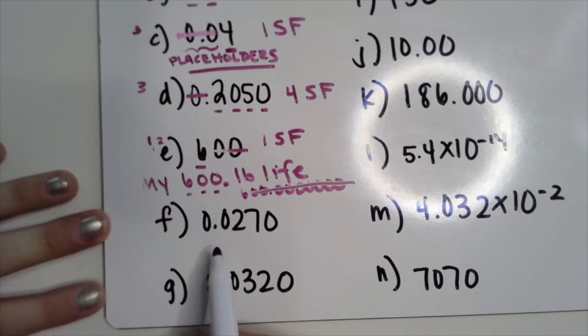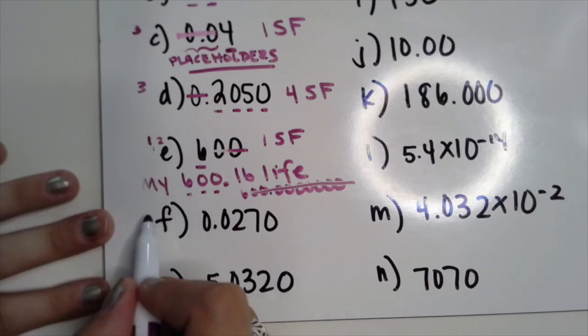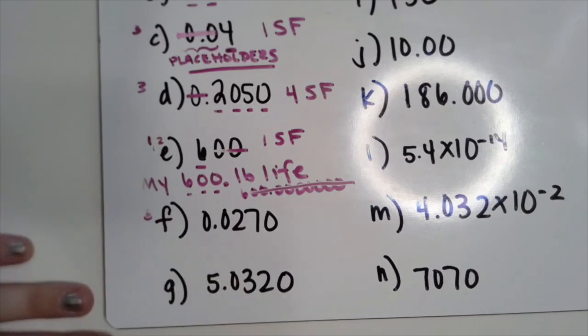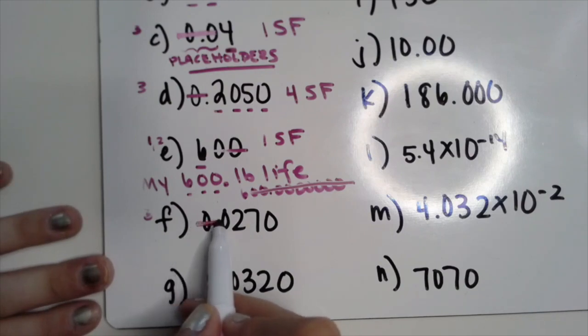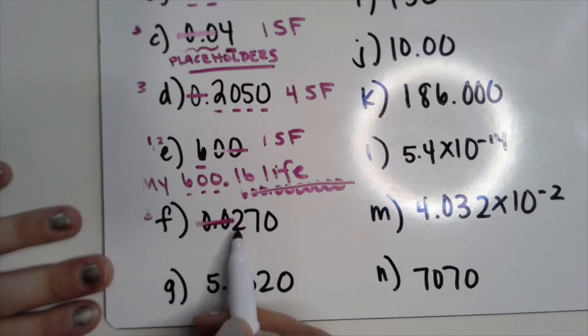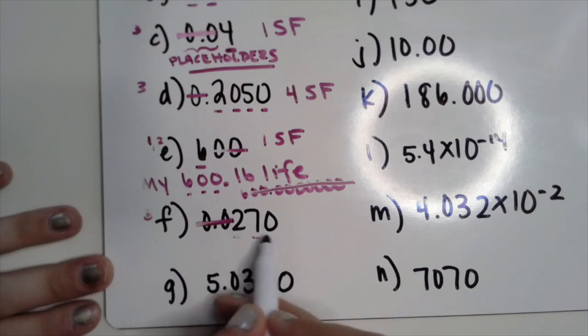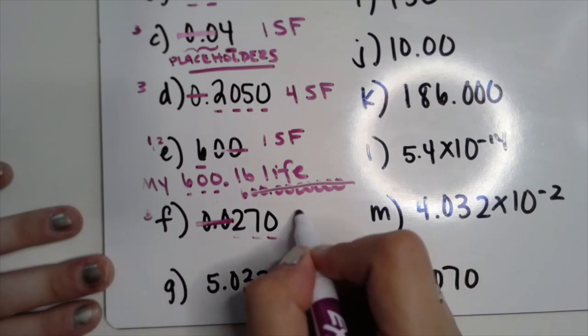F. This one deals with rule number 3 again. We have a decimal. I have zeros in the front. I'm going to put my pen down until I get to the first number that's not a 0. 1, 2, 3 significant figures.